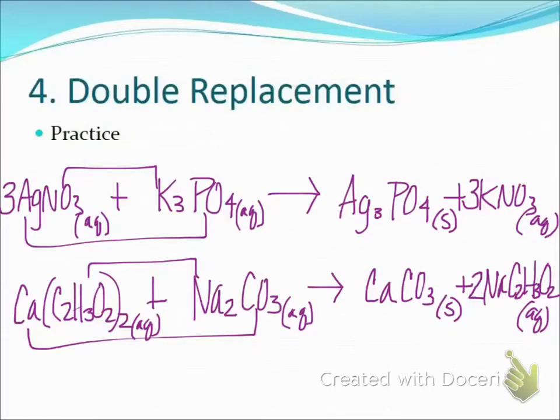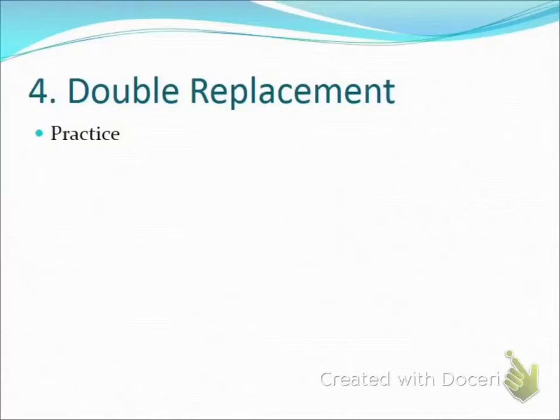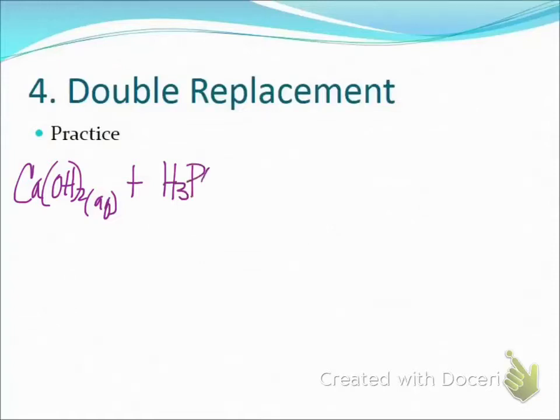Okay, so let's do another one. We're going to do number 9. So we have calcium hydroxide, Ca(OH)2, which is aqueous, plus phosphoric acid. How do I write phosphoric acid? Look at y'all go knowing your acids. I'm impressed.